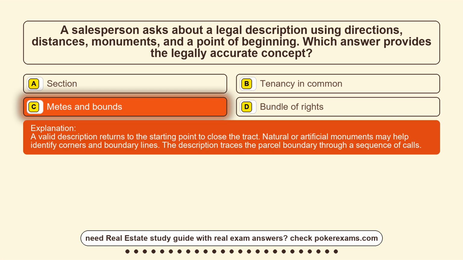A valid description returns to the starting point to close the tract. Natural or artificial monuments may help identify corners and boundary lines. The description traces the parcel boundary through a sequence of calls.